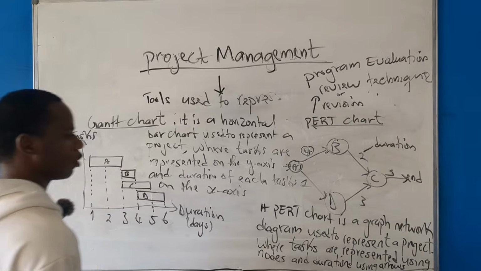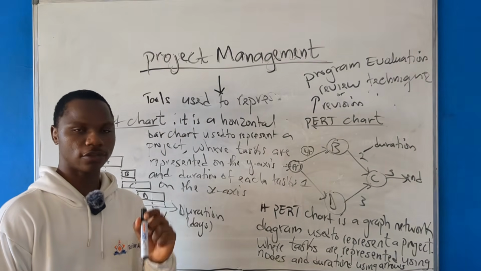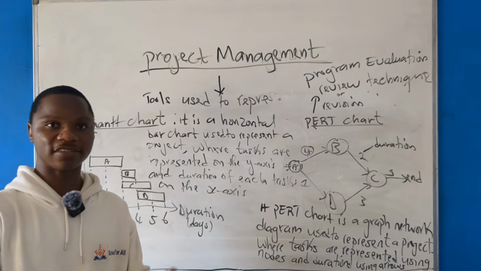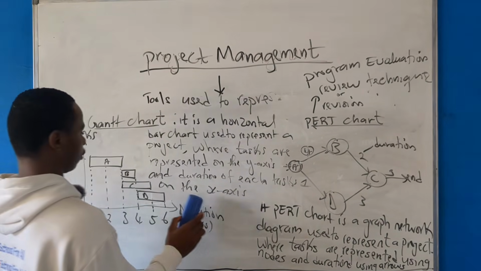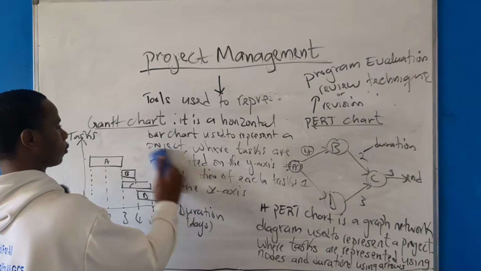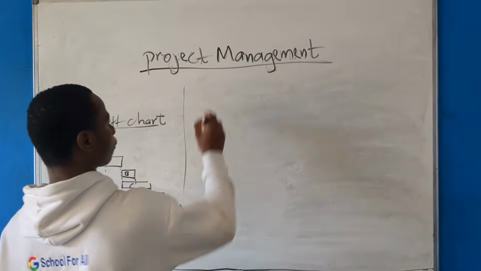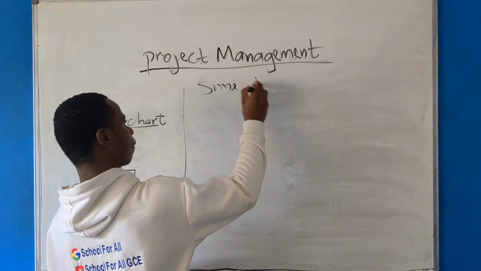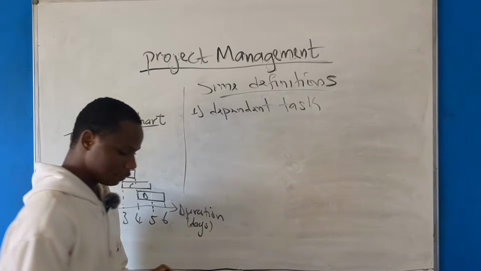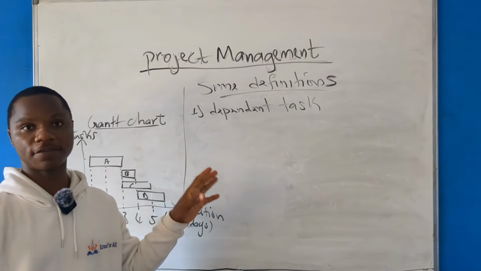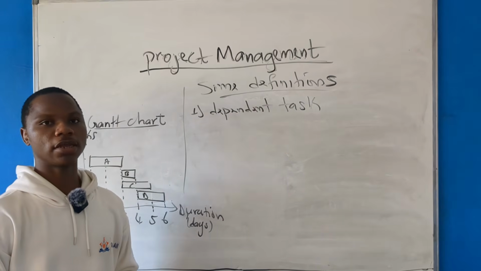Now, the next thing, after knowing the definition of a Gantt chart and the PERT chart, there are some definitions you need to know, because the definitions will help you to answer past GCE questions. Remember that we are exactly GCE oriented. So let me clean this and we continue. The first definition that you're supposed to know, because we have a total of 5 definitions here, minimum, is a dependent task.